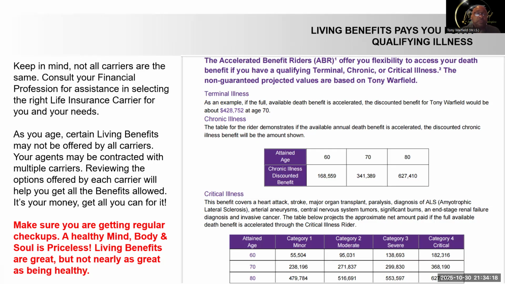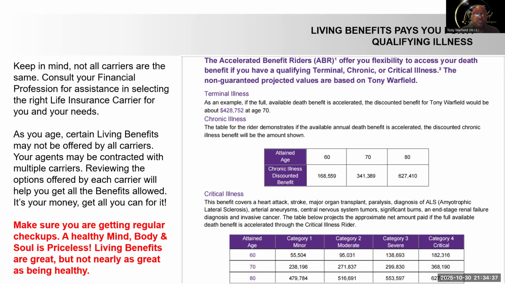Consult your financial professional for assistance in selecting the right life insurance carrier for you and your needs. As you age, certain living benefits may not be offered by all carriers. That means not all living benefits are available because your insurability decreases as you get older. So that's why it's better to jump on it sooner.